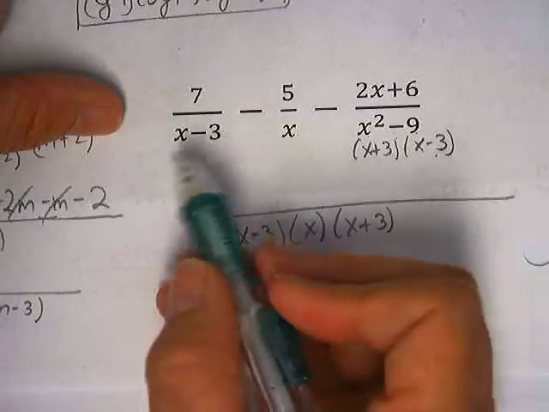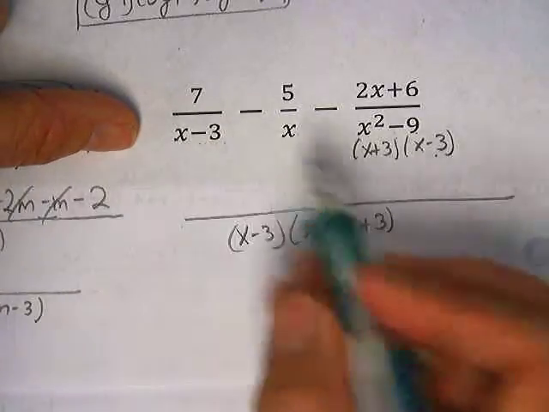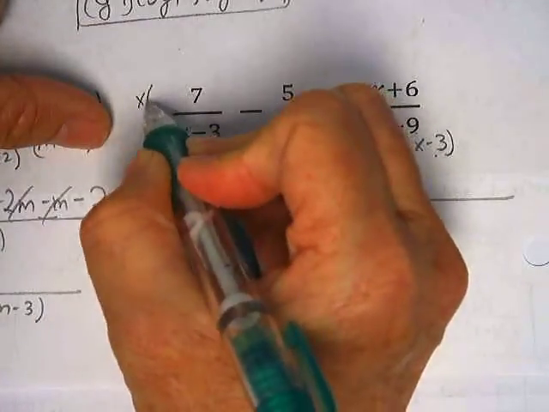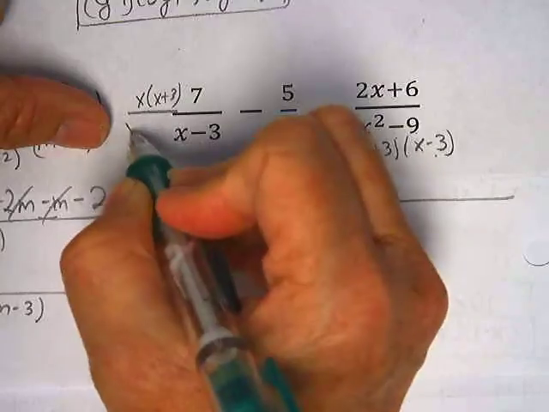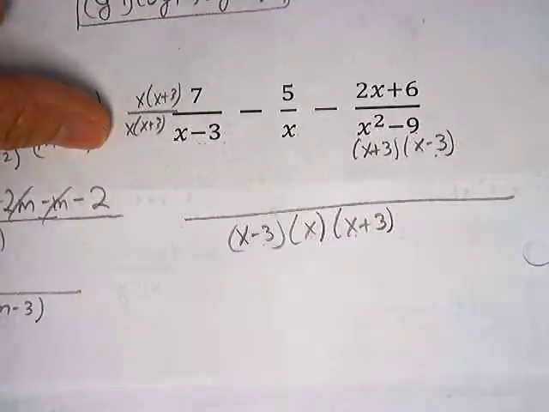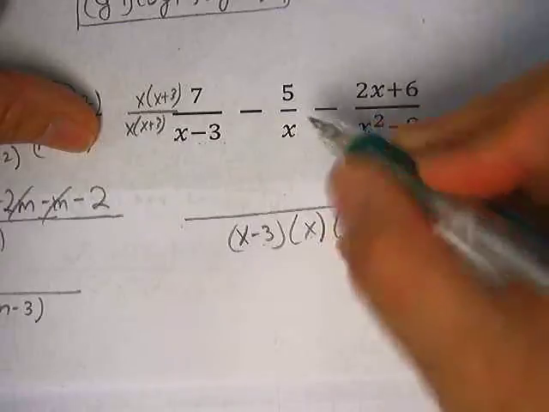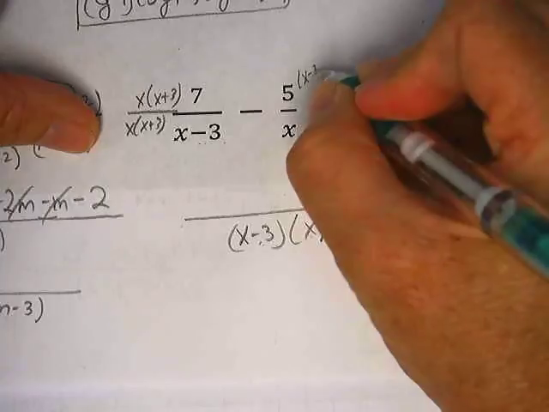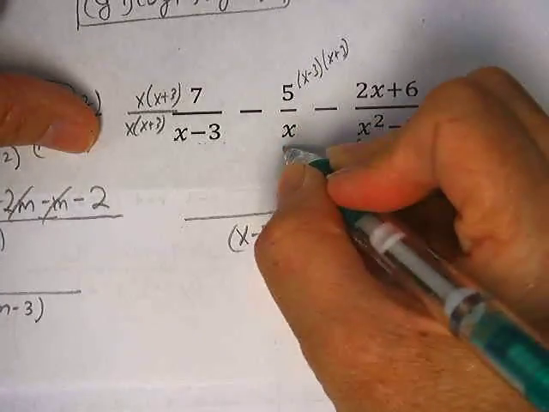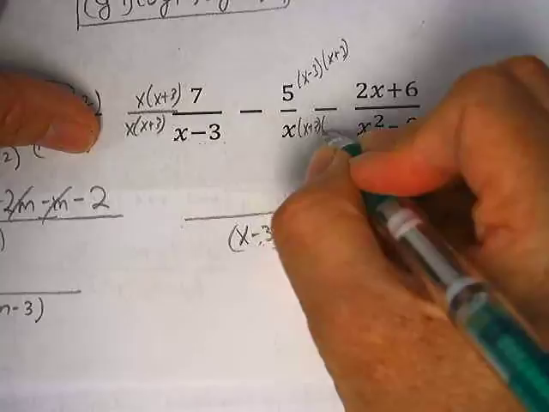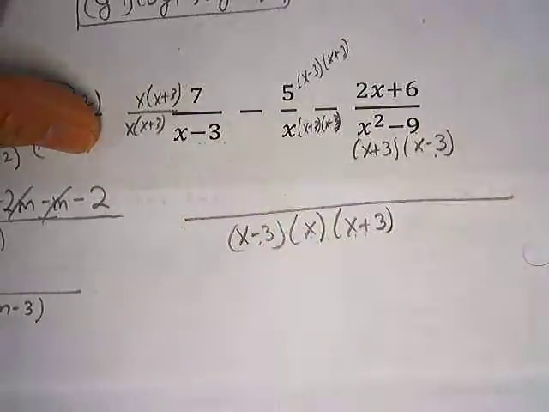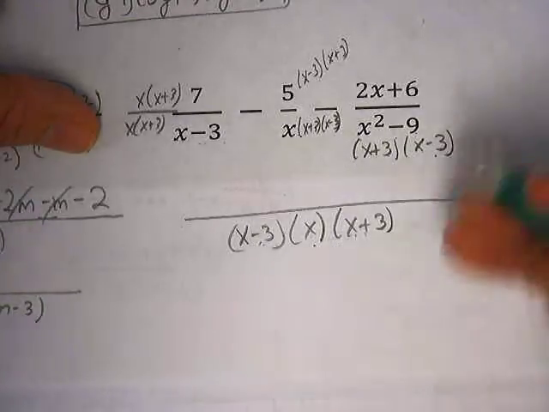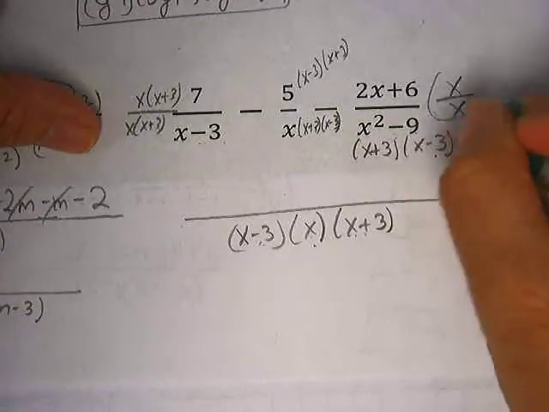So this first term, it's already got x minus 3 in the denominator, but it still needs an x and an x plus 3. So it's going to be multiplied by x times x plus 3 over x times x plus 3. Our middle term has the x, but it's missing x minus 3 and x plus 3. So x minus 3 times x plus 3 over, try and squeeze this in. And our last term, we have x plus 3, x minus 3. The only thing we're missing is x, so we have to multiply by x over x.